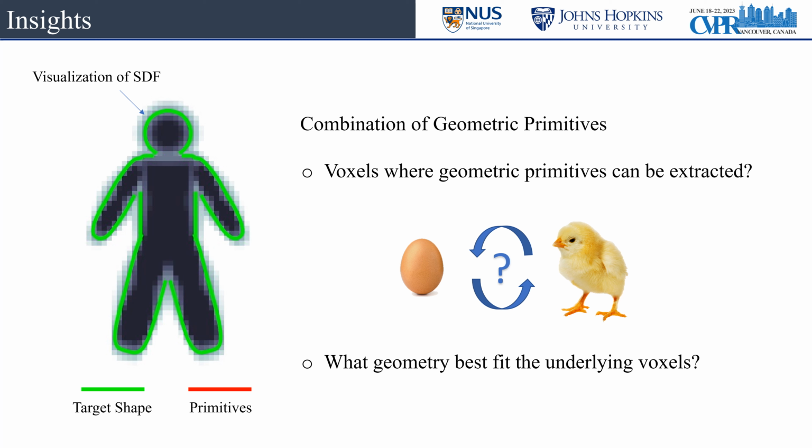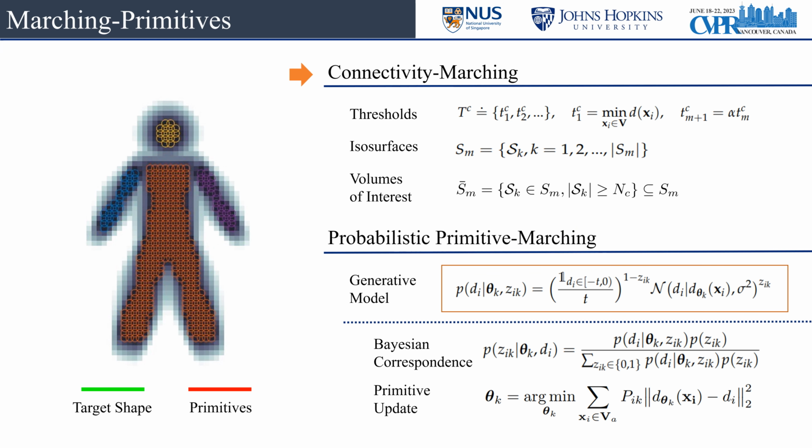For example, if we know the parameters of a geometric primitive, we are ready to tell its corresponding underlying voxels. Similarly, if we are given a set of voxels which encodes a geometric primitive, we can easily solve the parameters with the least squares method. To tackle this problem, we propose a two-step probabilistic approach. For better illustration, we use a 2D case as an example.